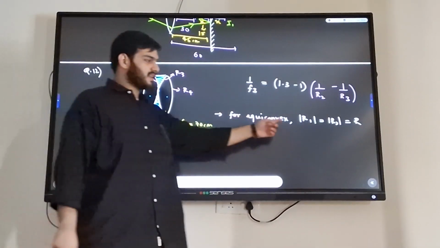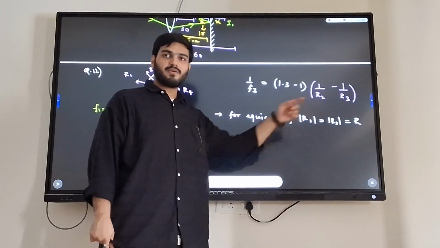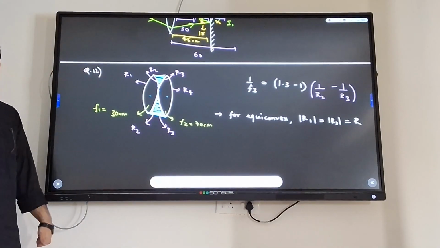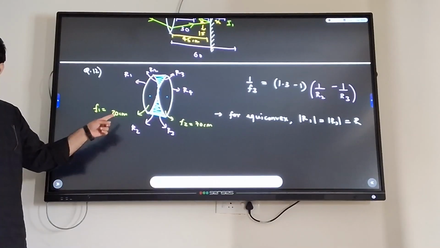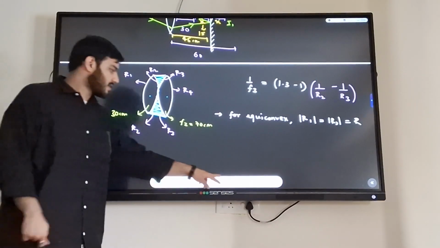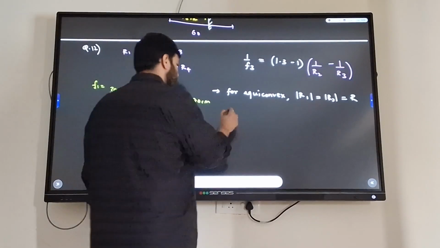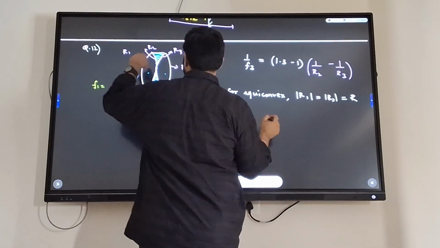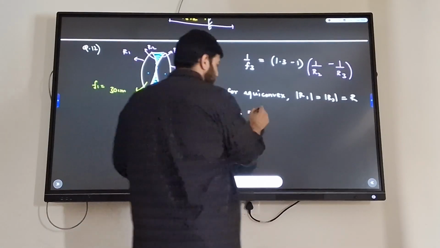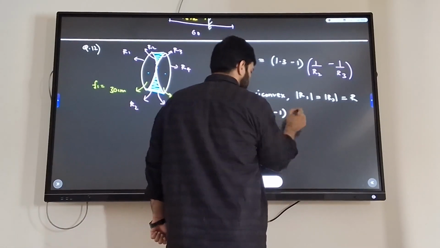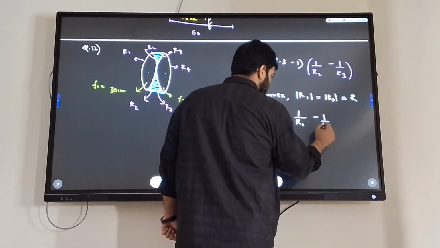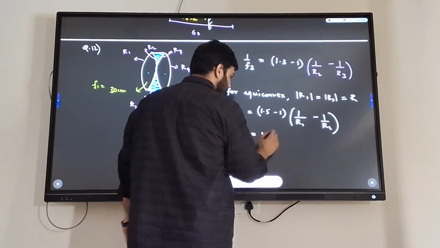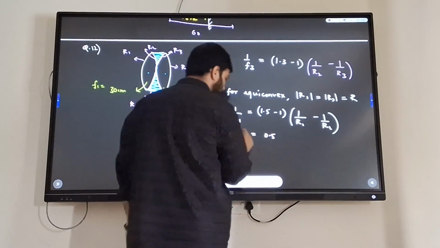So in the equiconvex lens, the condition is that mod of R1 equals mod of R2, equal to R. How to find that R now? I can use the focal length formula. For lens 1, what is the focal length given to be? 1 by f1 is equal to, what is mu here? 1.5 minus 1, times 1 by R1 minus 1 by R2. But what can I substitute R1 to be?